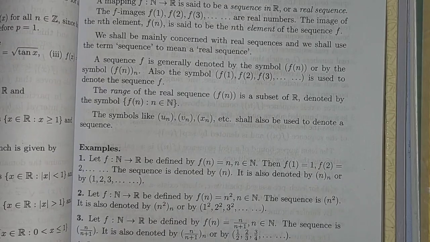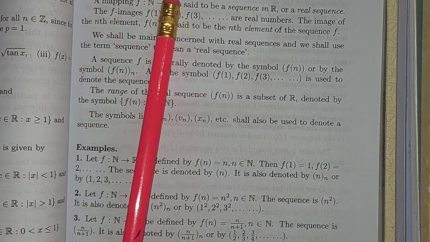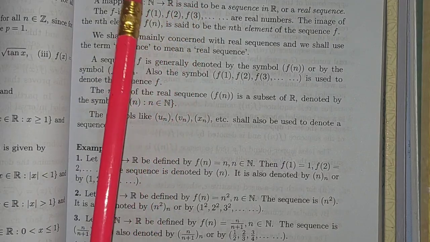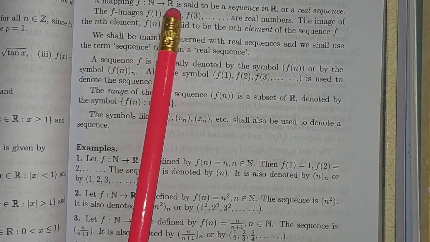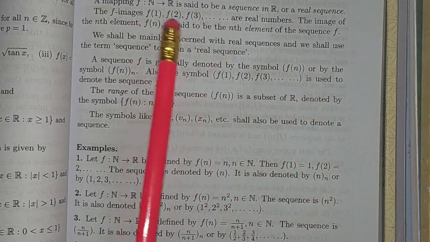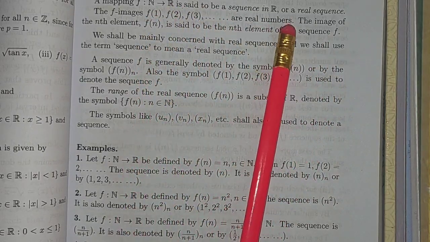So if you are asked what is a real sequence, it is nothing but the image will be a real number. So it is a mapping from a natural number to R. So you are assigning 1, 2, 3 with some real number. So f of 1, f of 2, f of 3 will all be real numbers.